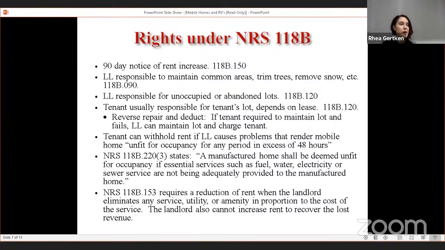Right. And 118B.153 does require a reduction in rent if the landlord removes a service that the landlord had provided. Generally in mobile home parks, there's a common utility provision where your utility charges can be included with your rent because they're commonly billed. Your apportionment of the utility charge has to be published by the park. If the landlord removes that and says, no, now you're responsible for your utility charges, that has to include a reduction in the rent.